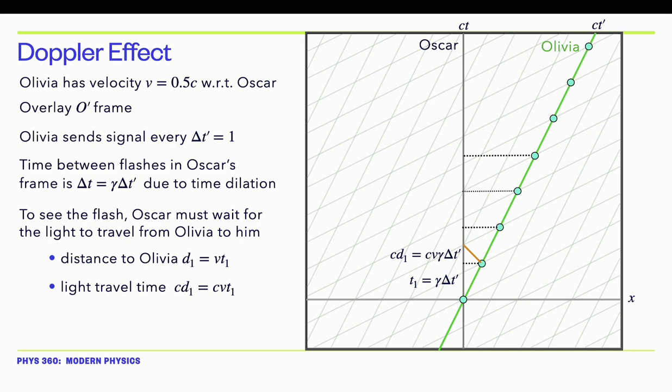So what we see is that the total time it takes for Olivia's blinker to wait one cycle to flash is going to be t1, which is gamma delta t prime, plus the time it takes the light to travel back to Oscar, which is v over c times gamma delta t prime. We see that the total time it takes to go from here up to Oscar seeing the flash is given by this.